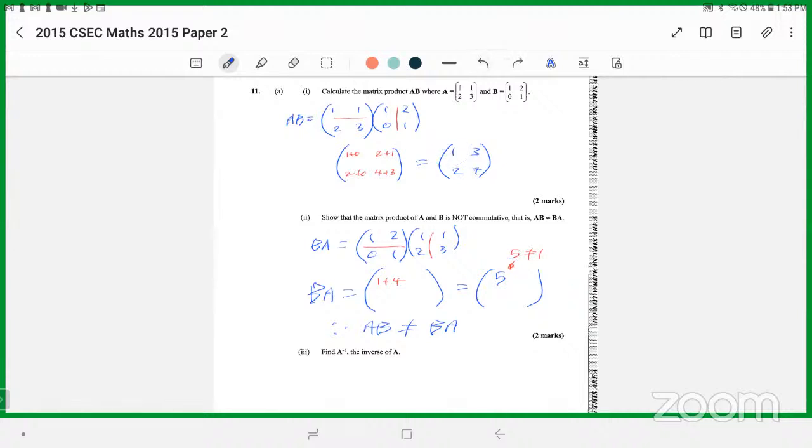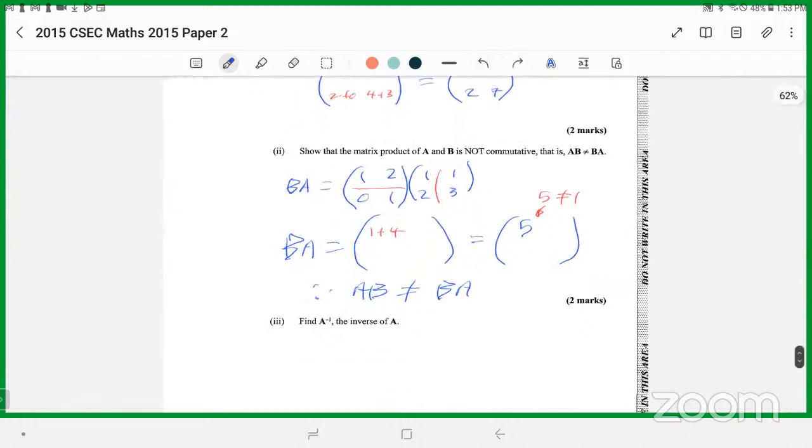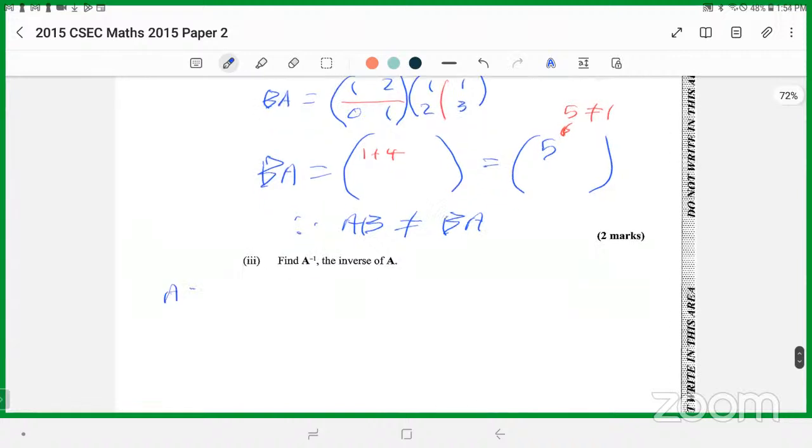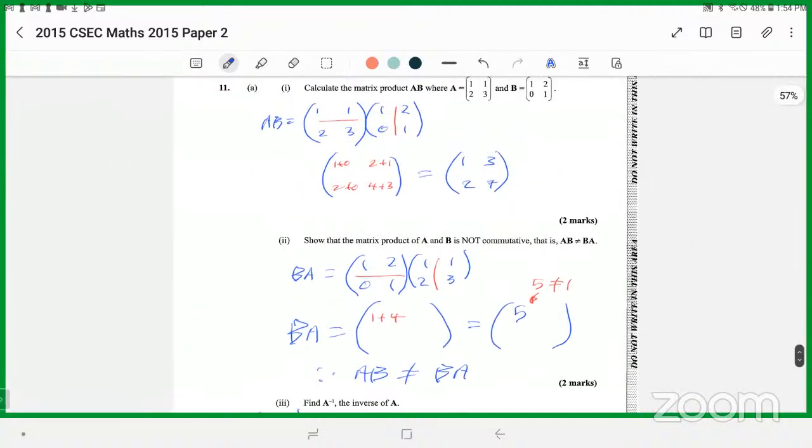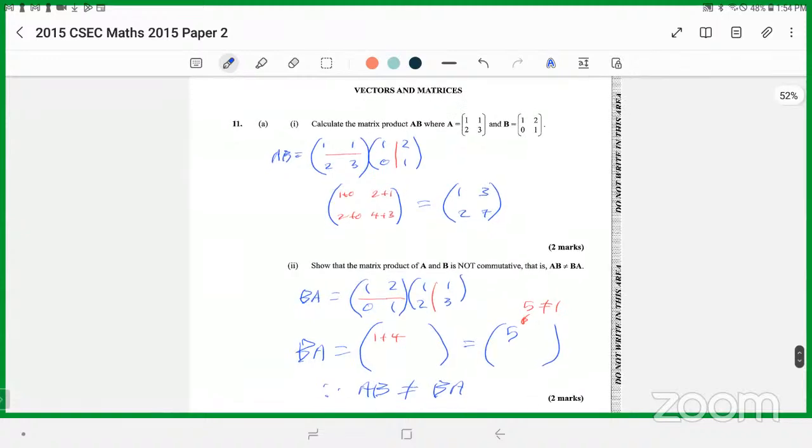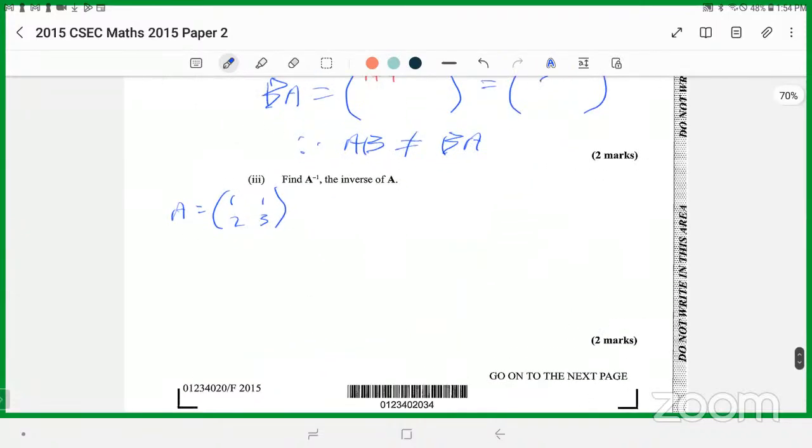That's why. Now find the inverse of A. So this A again, let's write out this one. A is 1, 1, 2, 3. Right down here. That is A. All right, A to the minus 1 now.